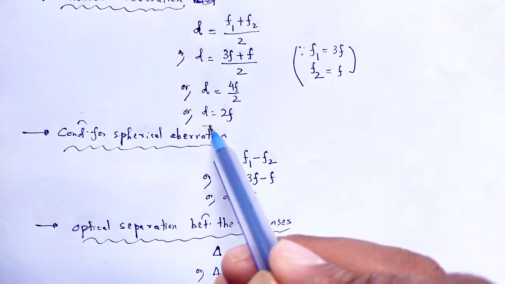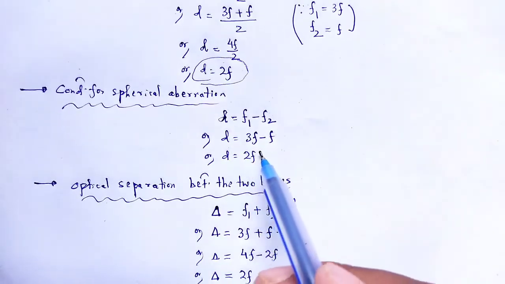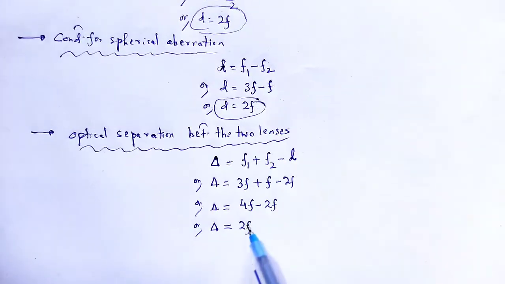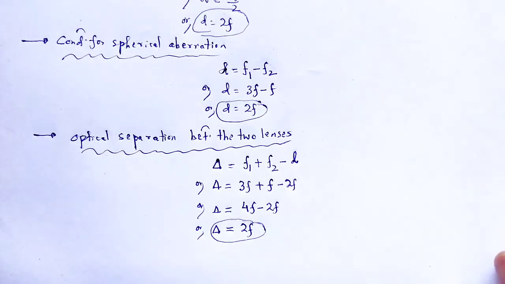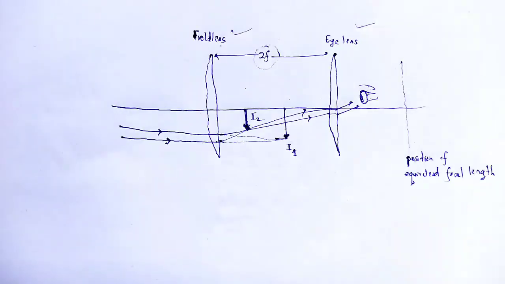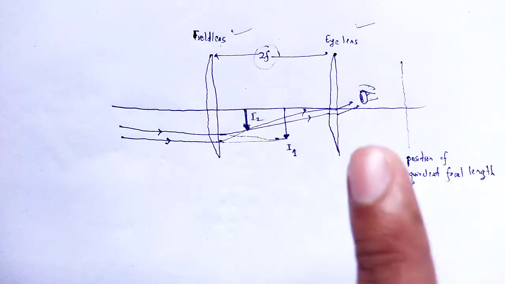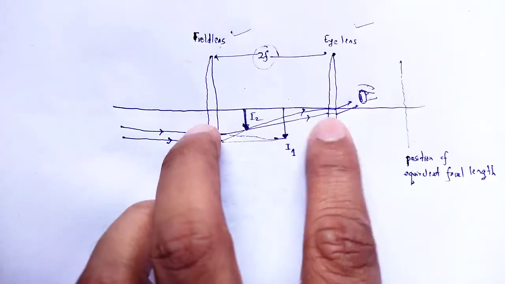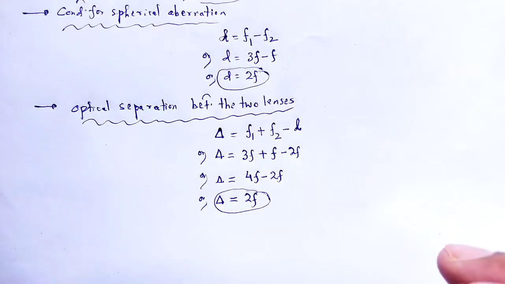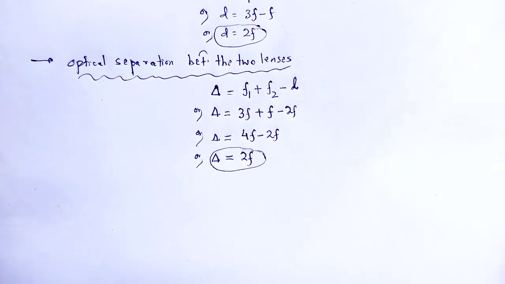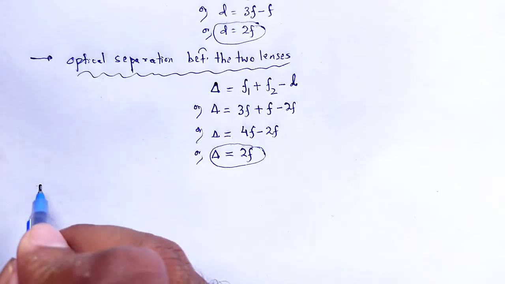So this is the condition for chromatic aberration, the condition for spherical aberration and the optical separation. So the distance between the field lens and the eye lens must be 2f as we situate these two. Next, the distance of the field lens from the image I1.